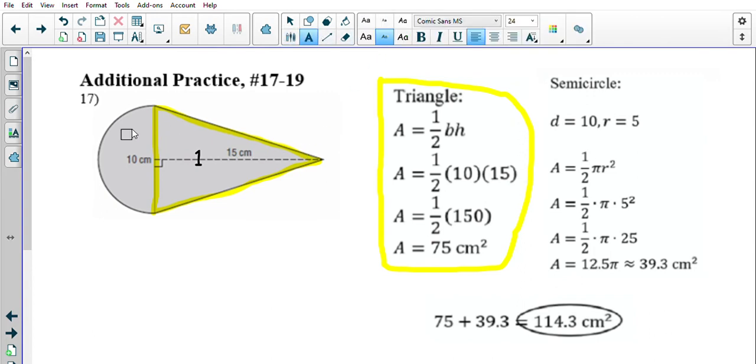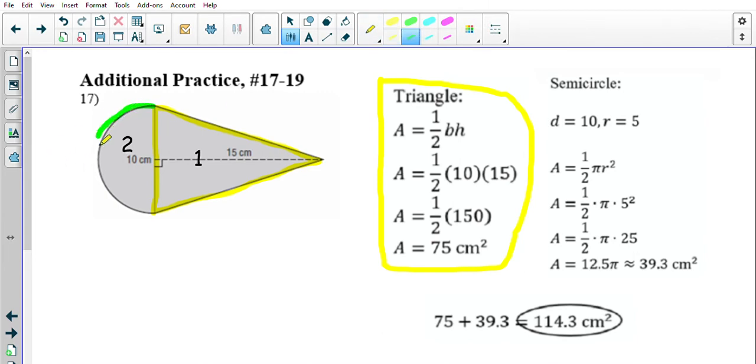Region 2 is going to be this semicircle. I'll outline that in green for us. So that's going to be this region here. We have a diameter of 10. The radius is half of that, which is 5, so make sure you're using the radius. Since it's a semicircle, I'm going to do half times pi times r squared.